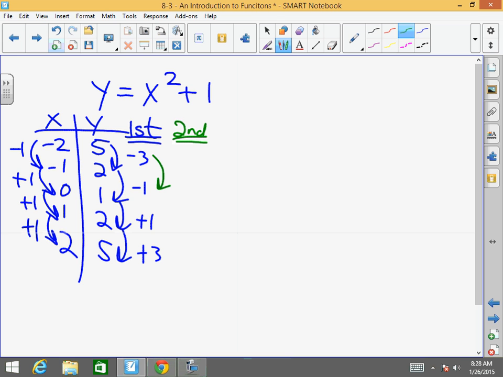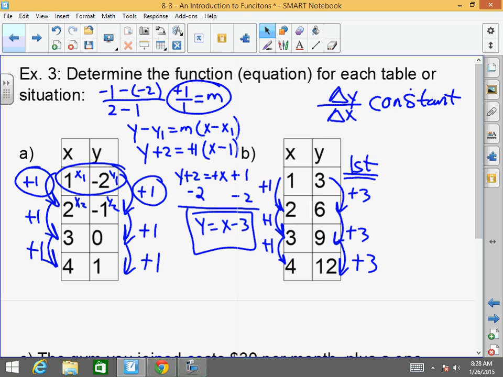From -3 to -1, what did I do? Add 2. From -1 to +1, what did I do? From +1 to +3, what did I do? Now, is 2 over 1, 2 over 1, 2 over 1, is that constant? Then you know it's quadratic. Make sense? This is a very wicked, awesome trick. So I hope you really do understand it. Okay, let's go back now.